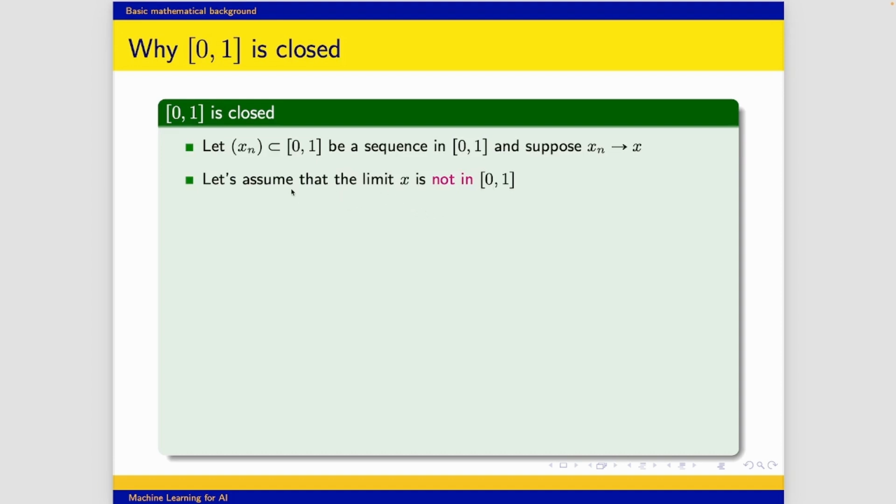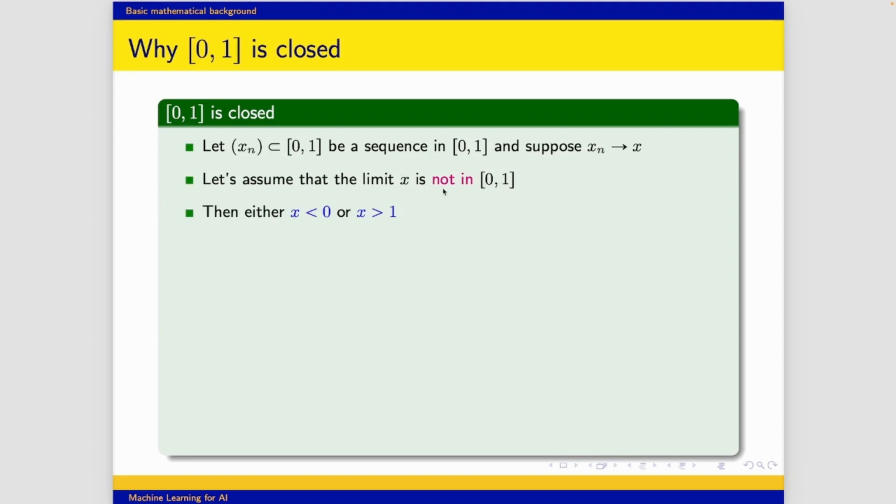Now, if we show that this is impossible, that it cannot lie outside this, then it must lie inside this, and therefore any sequence that converges such that all of the values of that sequence lie in this set converges to a value inside this interval, and therefore that interval must be closed. So let's start with this assumption. We're going to show that it's impossible.